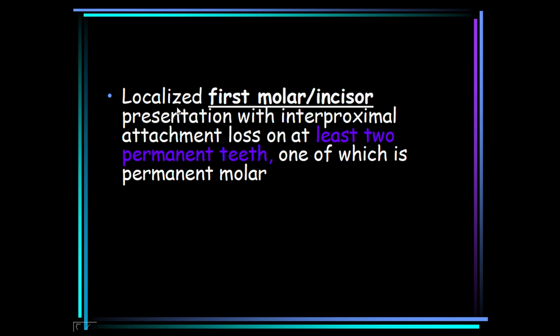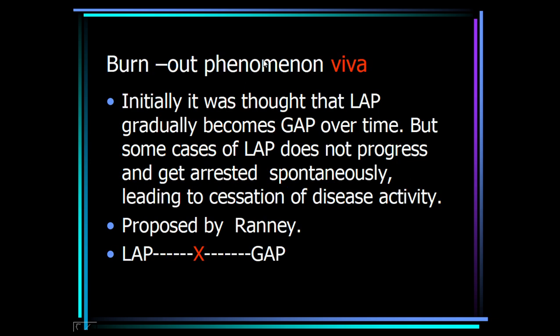and hence it is localized in first molar and incisor, with localized first molar incisor presentation with interproximal attachment loss on at least 2 permanent teeth, one of which is a permanent molar. Burnout phenomena: initially it was thought that localized aggressive periodontitis gradually becomes generalized aggressive periodontitis over time, but some cases of localized aggressive periodontitis do not progress and get arrested spontaneously, leading to cessation of disease activity.